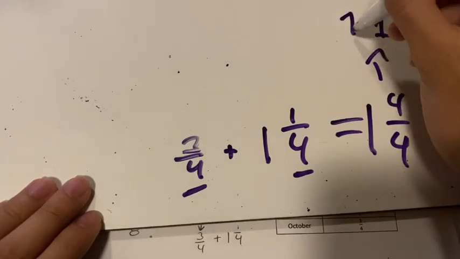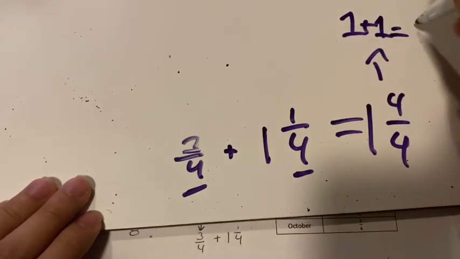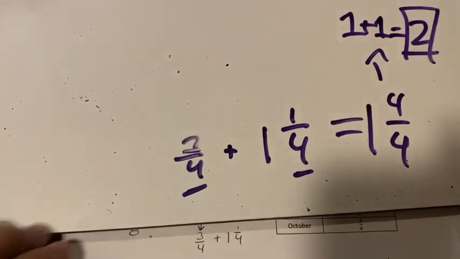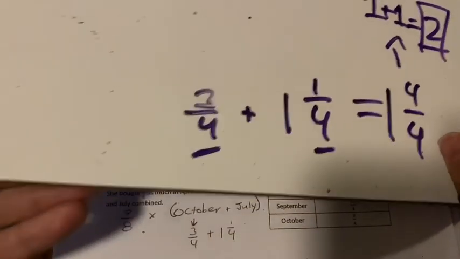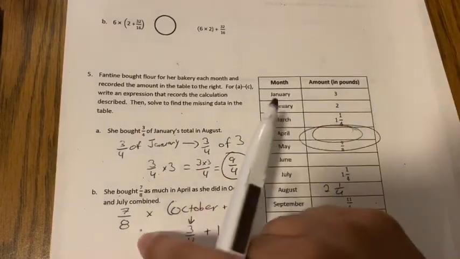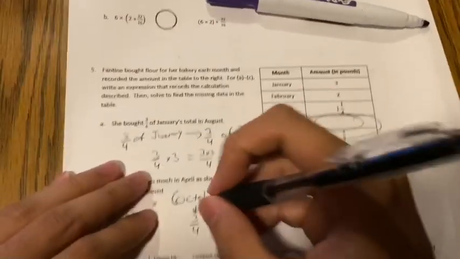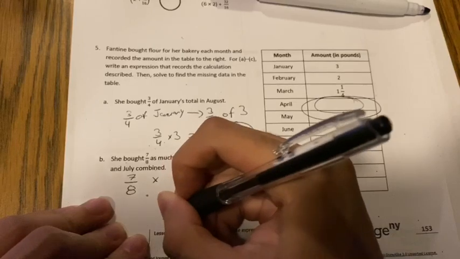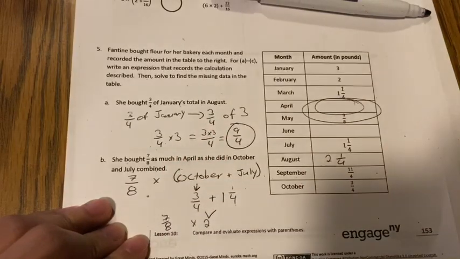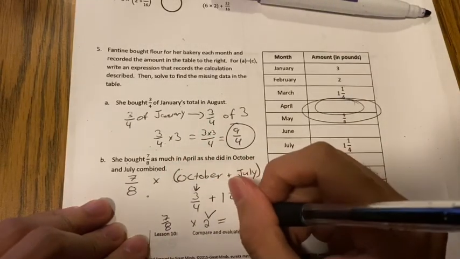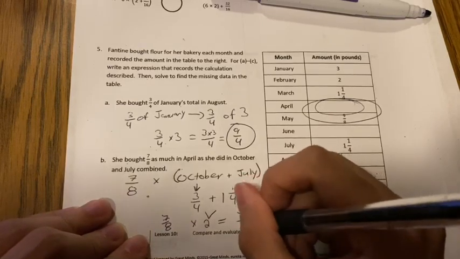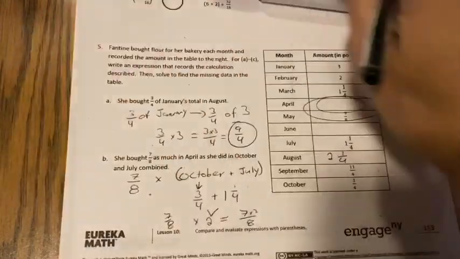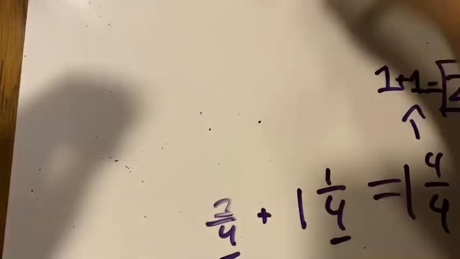So then I have 1 whole and 1 whole. 1 plus 1, that is 2. But I'm not finished, right? I'm not finished. Because I still have to multiply that by 7/8. I still have to multiply this by 7/8. So I have 2 wholes times 7/8. All right? So I have 7 times 2 over 8. What's 7 times 2, everybody? 14, exactly.